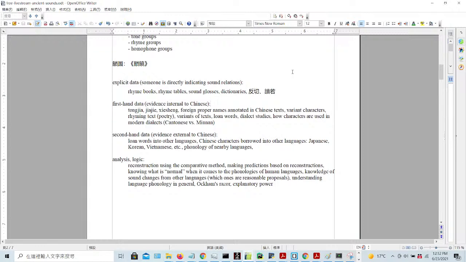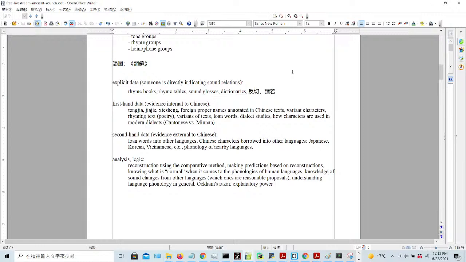And I've already mentioned the 反切, which is a way of using two characters to spell another character's sound. And then you have other formulas like 读若, which means this character is read like, so you'd say character A, 读若 B, and that means character A is read like character B. So that's basically the explicit data that we have.